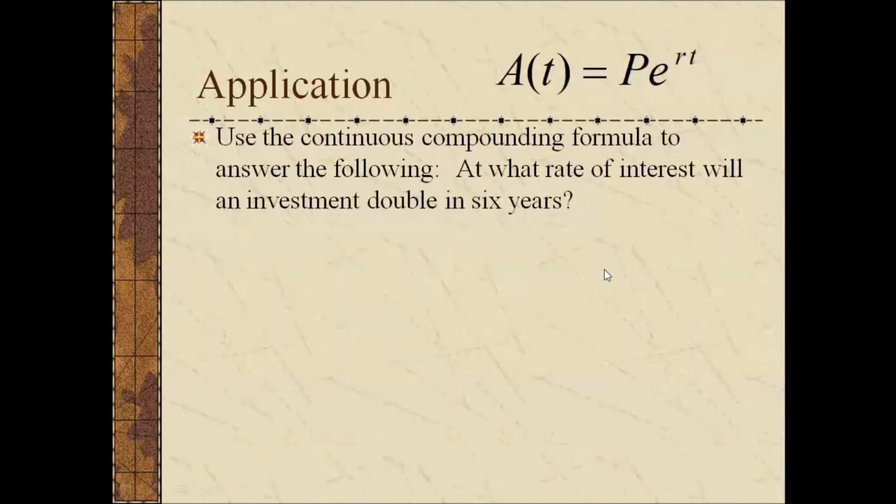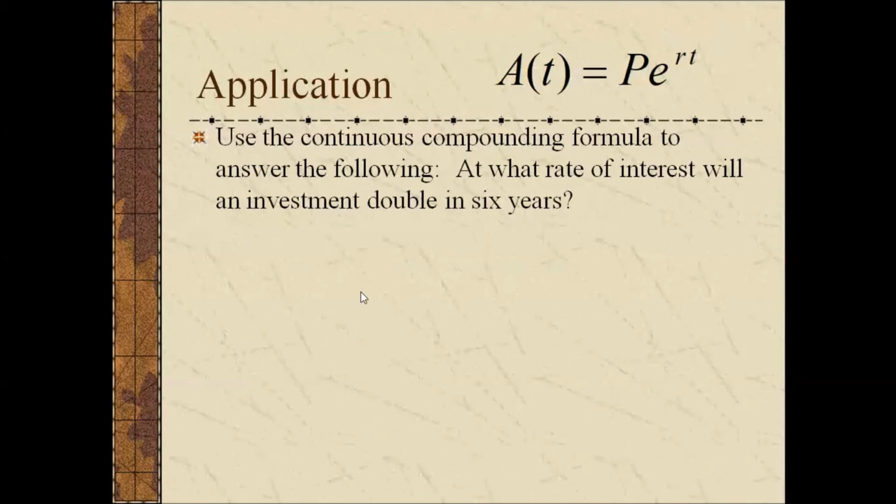For our last example, we're going to use the continuous compounding formula. The question is, at what rate of interest will an investment double in 6 years? Now, this question may seem a little vague because they didn't tell us the amount of money to start with. That is the principal. We don't have a number to use for P. But if you noticed in the last example, 6,000 doubled to 12,000. The first thing we did was we divided both sides by 6,000.